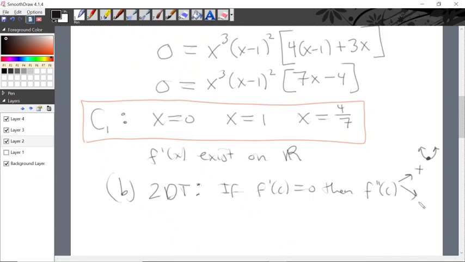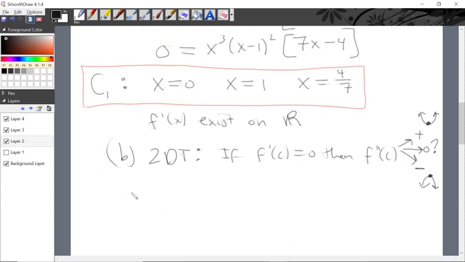If f double prime of c is negative, then that means we have concave down, and therefore we would have a local maximum. And if f double prime of c is equal to 0, we have a big question mark. It is inconclusive if f double prime is equal to 0. That's the second derivative test.